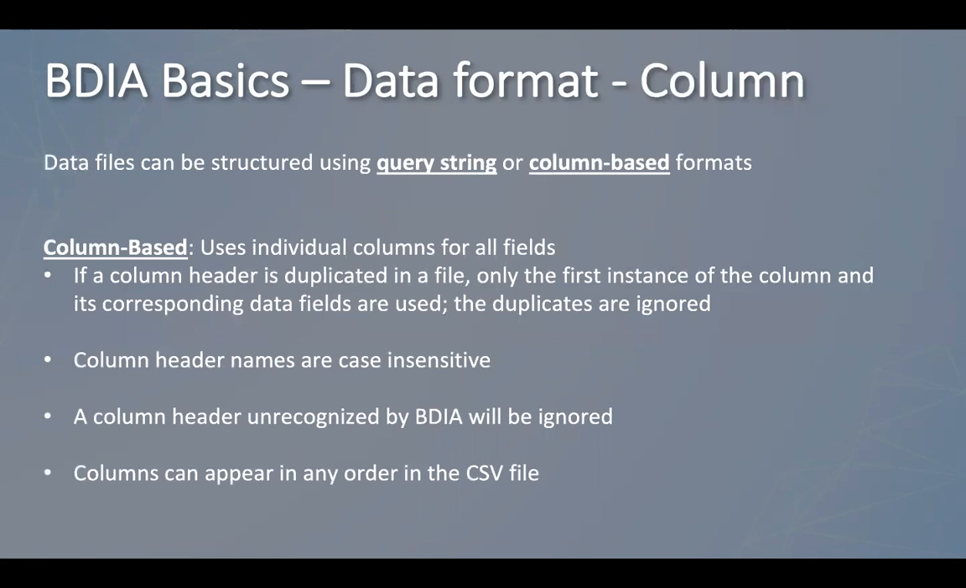So then when we talk about just the regular column-based format, it's pretty straightforward. It just uses individual columns for each of the fields. A couple notes there. If a column header is duplicated in a file, only the first instance of the column and its corresponding data fields get used, and then the duplicates are ignored. The column header names are case insensitive. Any headers unrecognized by bulk data insertion will be ignored, and they can appear in any order in the CSV file.